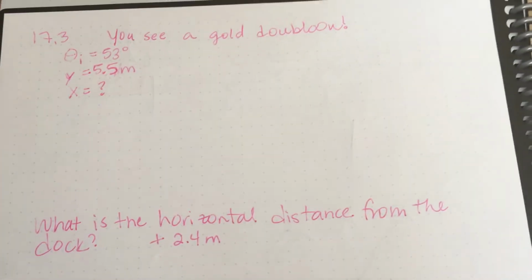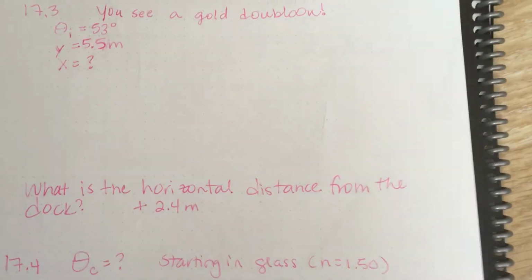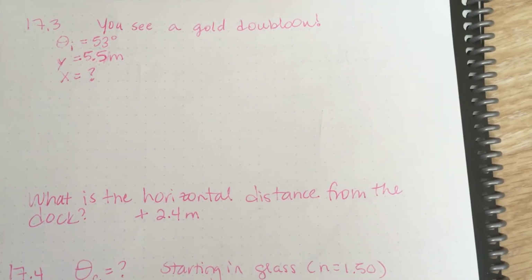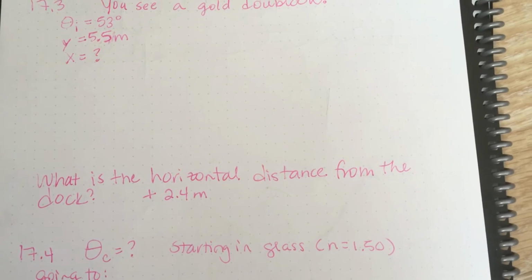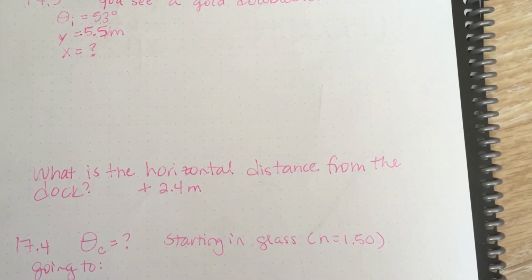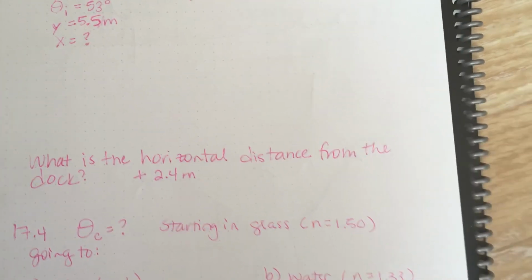Example 17.3 asks us to consider seeing something shiny at the bottom of some water in the Caribbean. You think it might be a gold doubloon, so you'd like to go pick it up and take it home with you. What you know is that your laser pointer is entering the water at an angle of 53 degrees with the normal, and you know that the water is 5.5 meters deep. We also know the n values for water and for air.